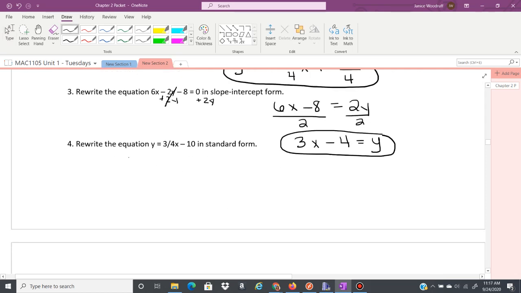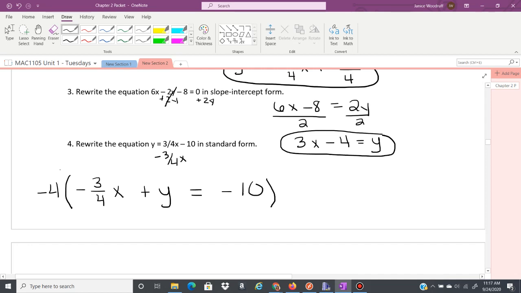And then the last problem, we're rewriting y equals 3/4 x minus 10 in standard form. So we want x and y on the same side, which means I'm going to subtract my 3/4 x. So I'm going to have negative 3/4 x plus y equals what's left on this side, negative 10. Now in standard form, I need these all to be whole numbers, so I need to multiply by my common denominator, which would be 4. I also need the number in front of x to be a positive number, so in order to make this positive, I need to multiply by a negative 4.